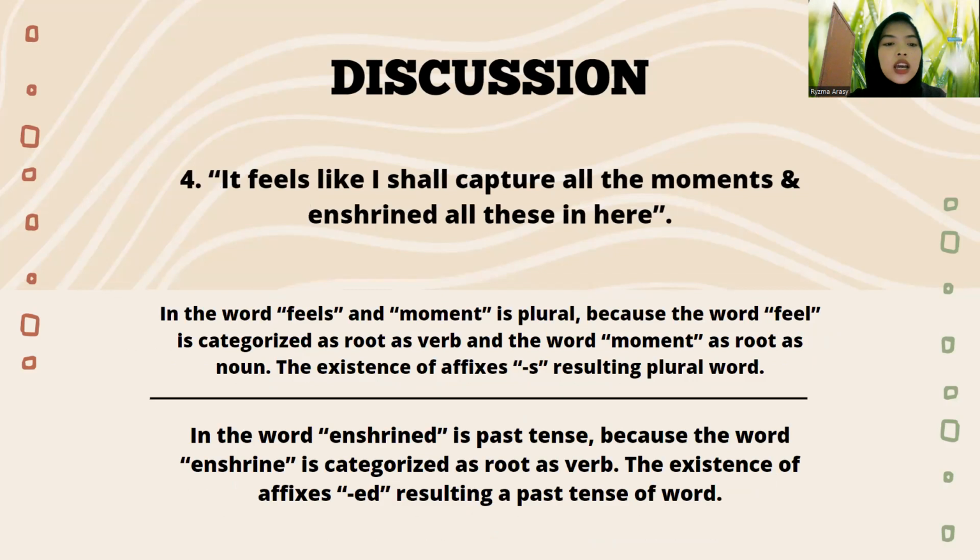The next sentence is "It feels like I shall capture all the moments and enshrine all this in here." In the words feels and moments is plural because the word feel is categorized as root as verb and the word moment as root as noun. The existence of affix s results in a plural word. And then the word enshrined is past tense because the word enshrine is categorized as root as verb. The existence of affix ed results in a past tense word.